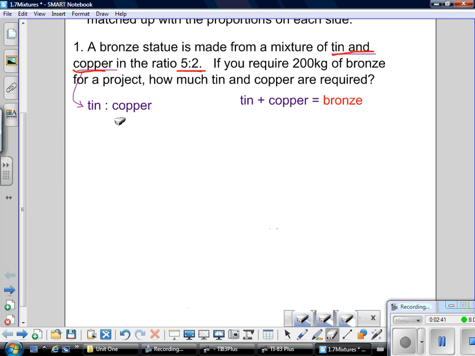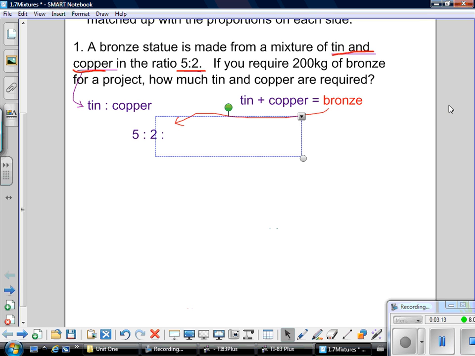I do know that the 5 to 2 is the tin to the copper. Notice I have another thing here, and the reason is this bronze. This bronze is going to be the total amount. If I put 5 parts and 2 parts together, how many parts do I have in total? That would be the total number of parts of bronze. Using this ratio of 5 to 2, I have an amount of 7, since 5 plus 2 is 7. This will always be true.